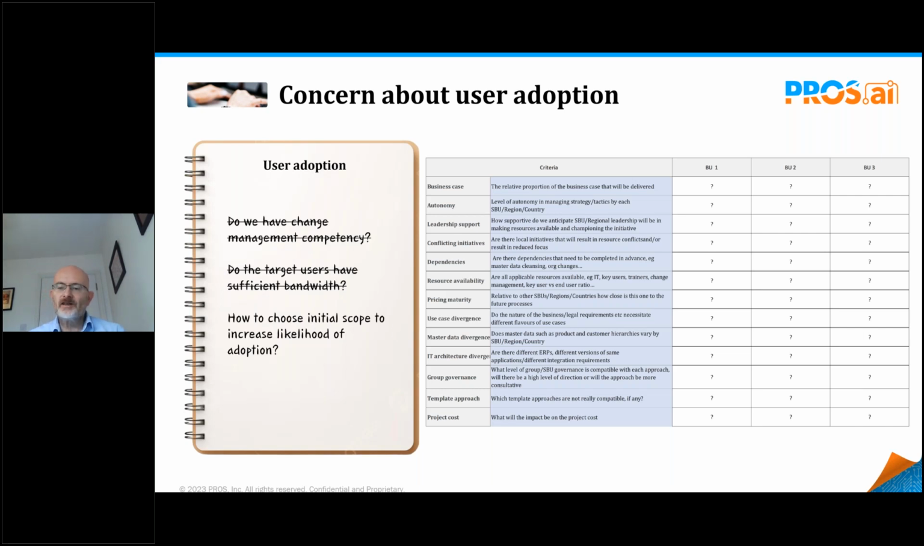And not surprisingly, it covers many of the points we've discussed already. For example, is the portion of the business case that would be delivered big enough to make it an important early win? Is there good local support from senior stakeholders? Are there any conflicting initiatives in play? Is master data and IT architecture in line with our vision of the to-be? So it's very important that we choose the landing point, considering all of these barriers and making sure that we're landing in a place where we have the most likely probability of success.